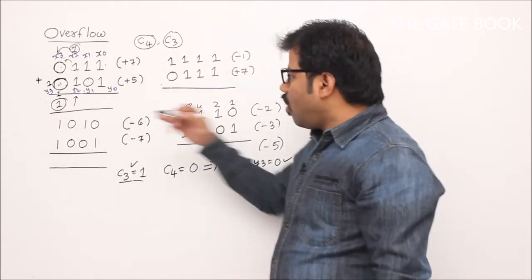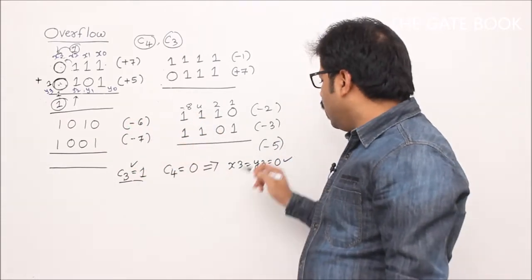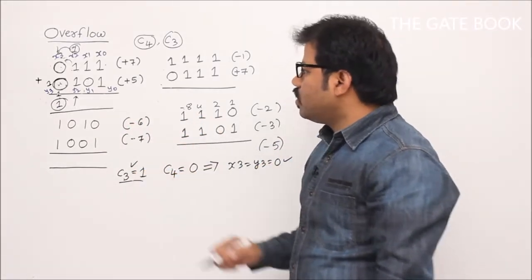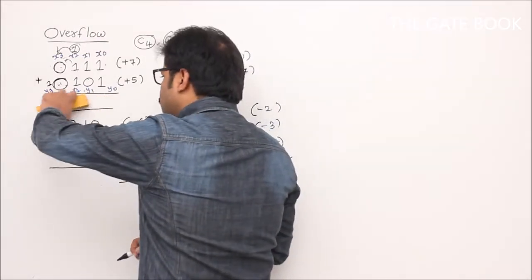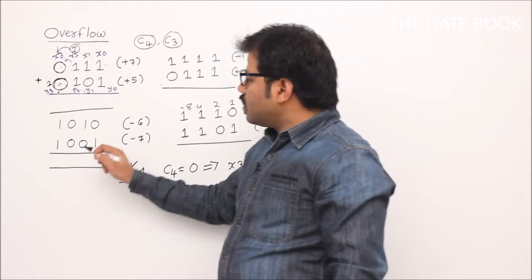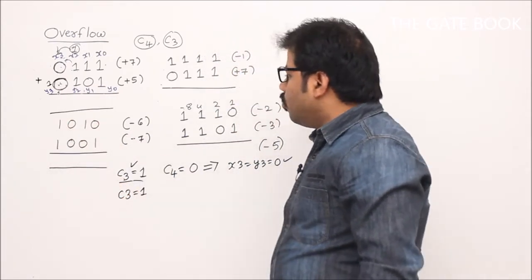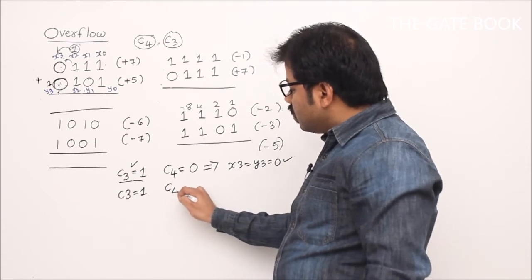So that means there is a wrong answer. When there is a wrong answer, the only reason is overflow. That's why, remember the case: C3 is 1, C4 is 0. Now we'll observe other cases. In the other cases, let's say carry is coming, C3 is again 1, but C4 is also 1.